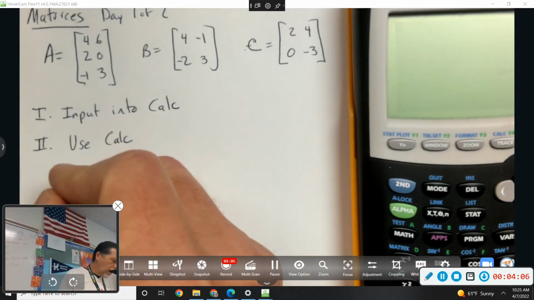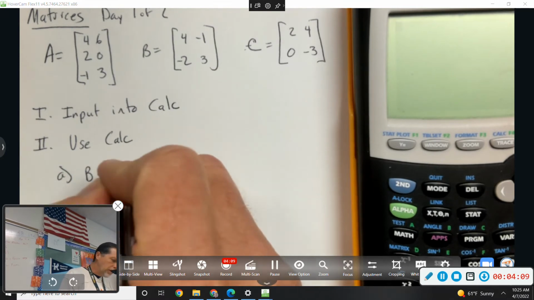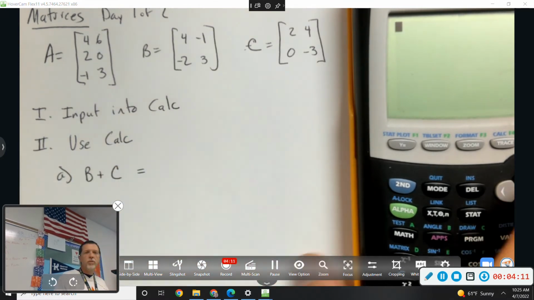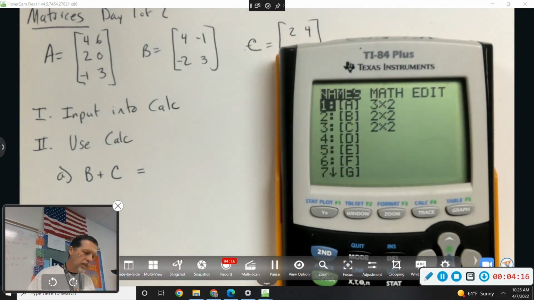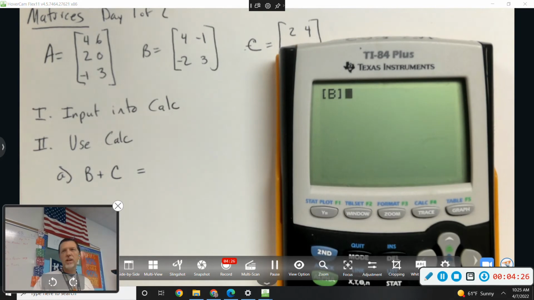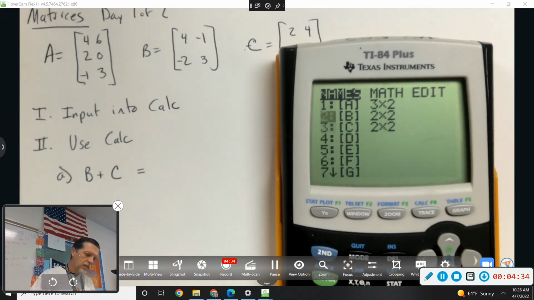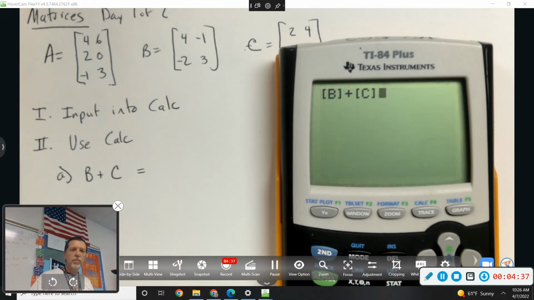All right, we'll use the calculator to do whatever we need it to do. So let's do B plus C in the calculator. So second matrix. Now I don't want to edit B, I want to use B. So I'm not going to go over to edit, I'm just going to scroll down to B and press enter, and that puts it on the main screen. And then plus, and then same thing, go get matrix C. Second matrix, scroll down to C, B plus C. Calculator does all the work, not that it's very hard to add matrices.